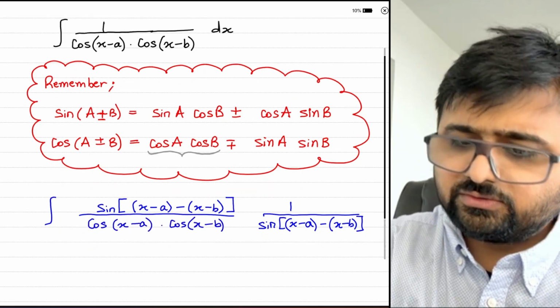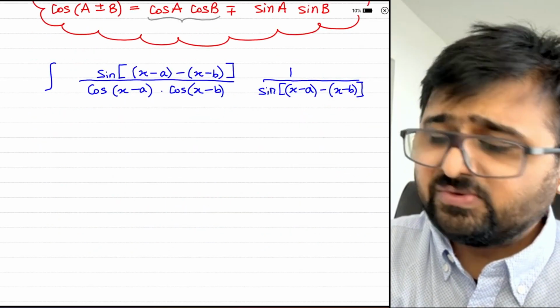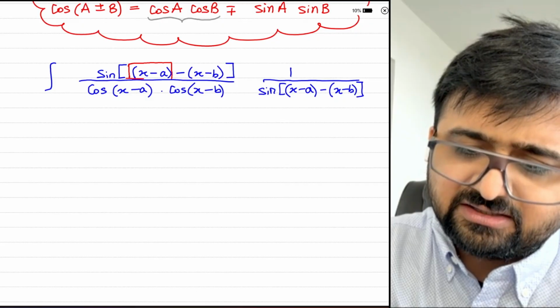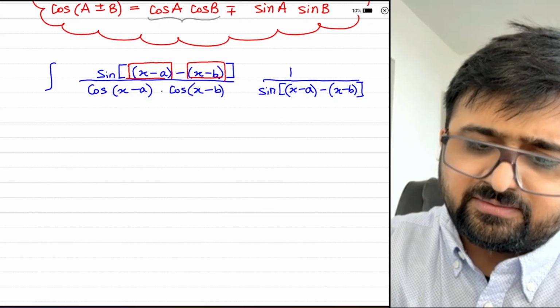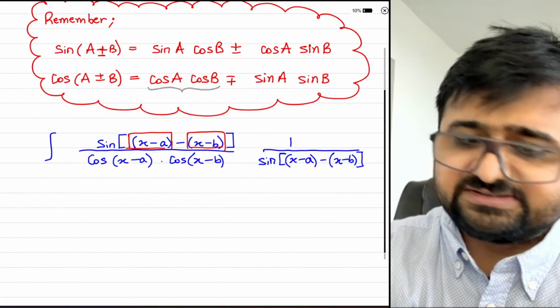Now let us see how to solve this further. We can apply the compound angle formula on the term in the numerator. So we can apply sine of a minus b. Remember that sine of a minus b is sine a cos b minus cos a sine b.